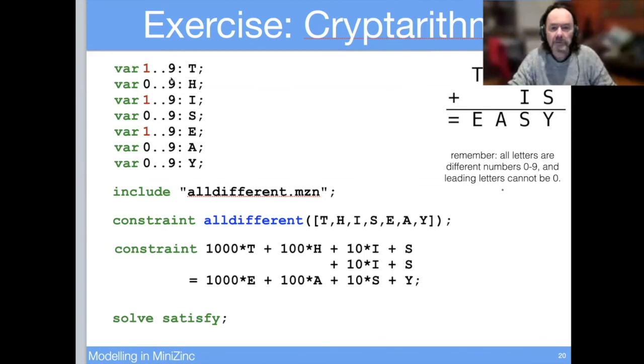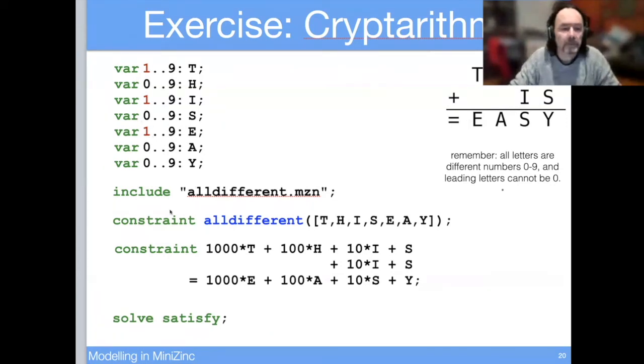We've got the variable declarations, right? So T has to be a digit because it starts one of these numbers. It can't be 0, right? Because we don't write, for the number 15, we don't write 0, 1, 5. Typically, we just write 1, 5. H is from 0 to 9. I is from 1 to 9 because it starts, again, this word. S is from 0 to 9. E, again, starts a word, is from 1 to 9.